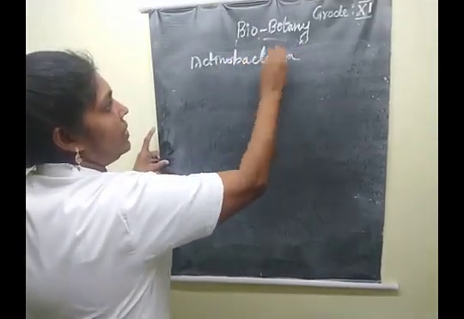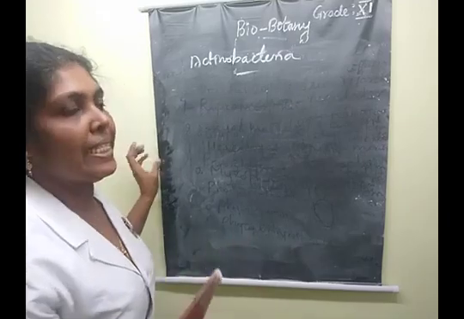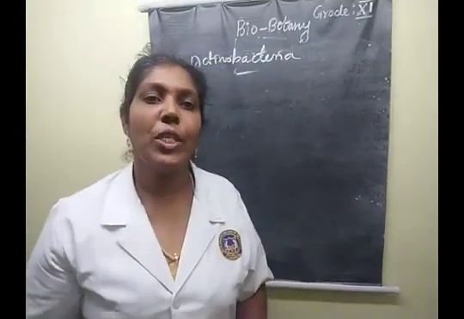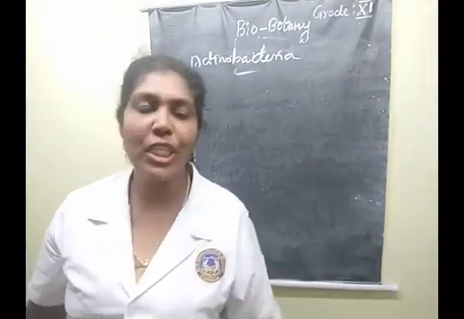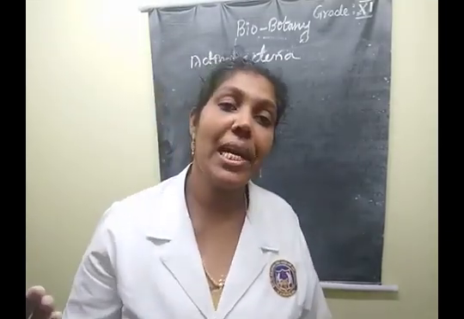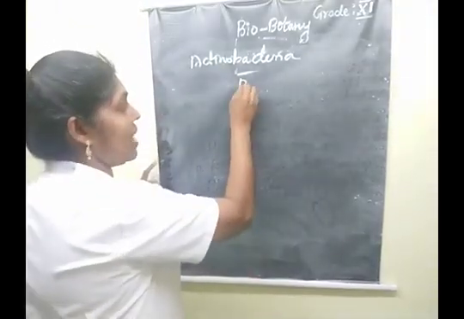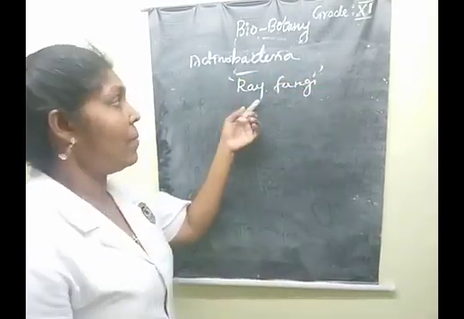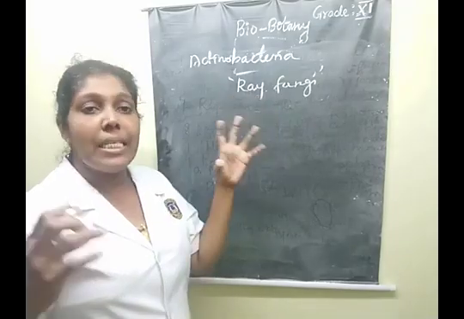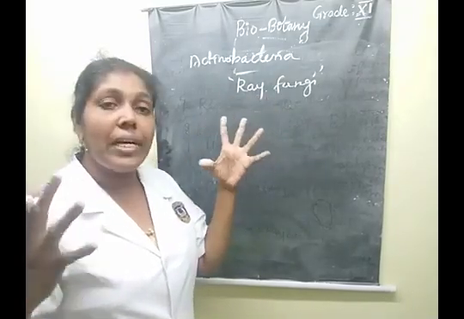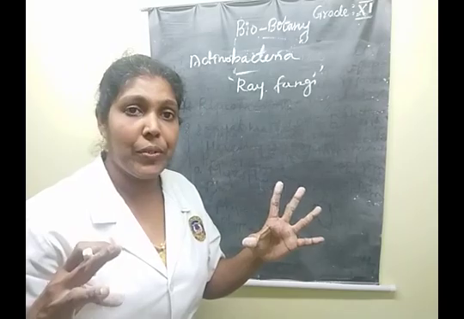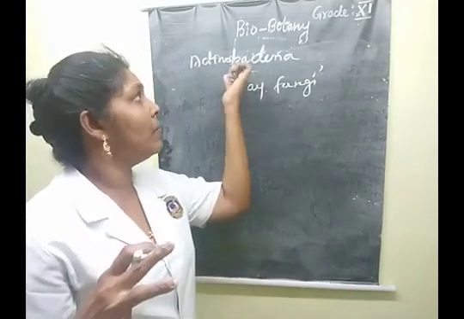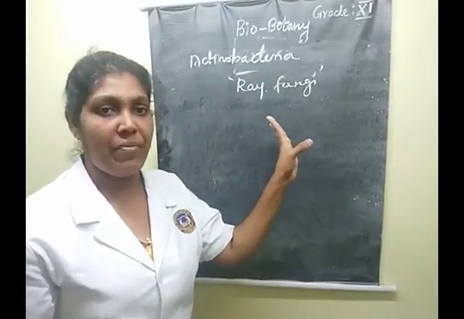Actinobacteria. This comes under the actinomycetes class. Actinomycetes, not to be confused with cyanobacteria, which are the blue-green algae. Am I correct? These are also called ray fungi. Why are they called ray fungi? Listen now. This bacterium, just like fungi, has a mycelial-like growth. That's why this bacterium is known as ray fungi.